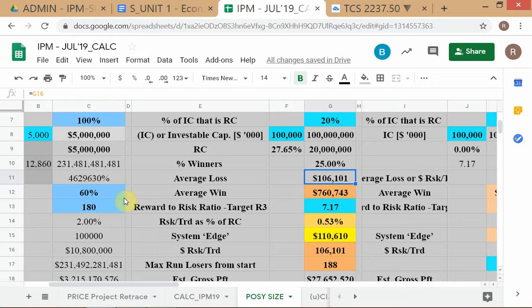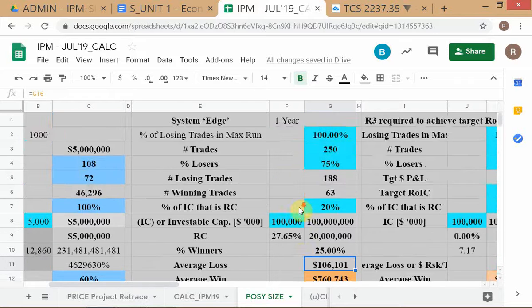Average loss is calculated. You have just assumed that. We have set it equal to G16. This is because it takes the maximum run of losers from the start. So this is also calculated. If it's not in blue, it's not a user input. In general, if it's not in blue, it's not a user input.